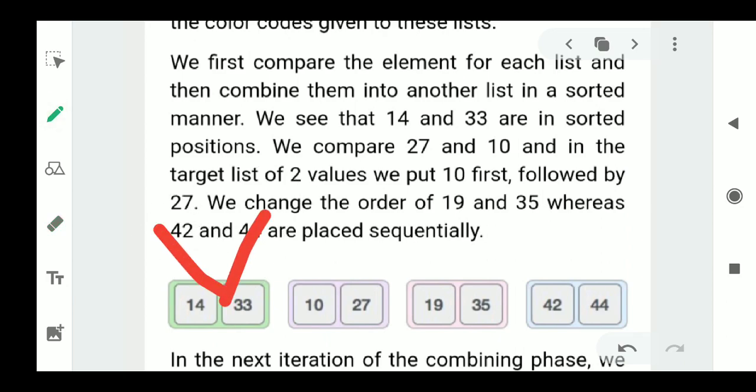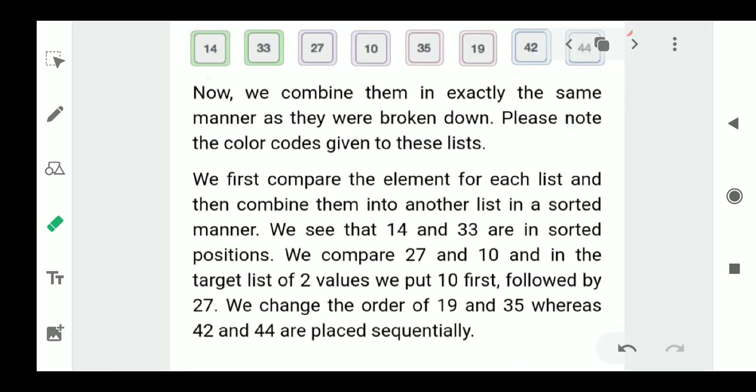Previously we had divided 14 and 33 into 2 separate lists, right? Now we have taken both the values, compared them, and put them into a single array. So 14 and 33 are now in the same single array. Now similarly we will compare 27 and 10. They are not in the order, so first 10 will come, after that 27 will appear.